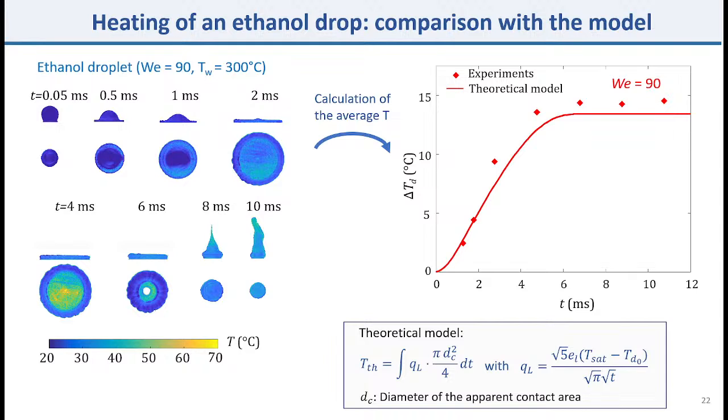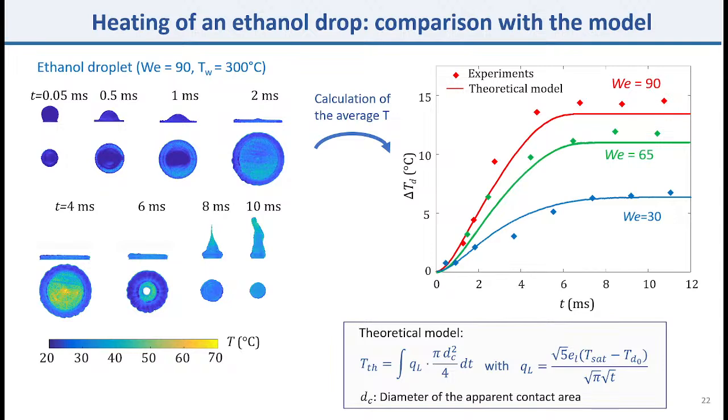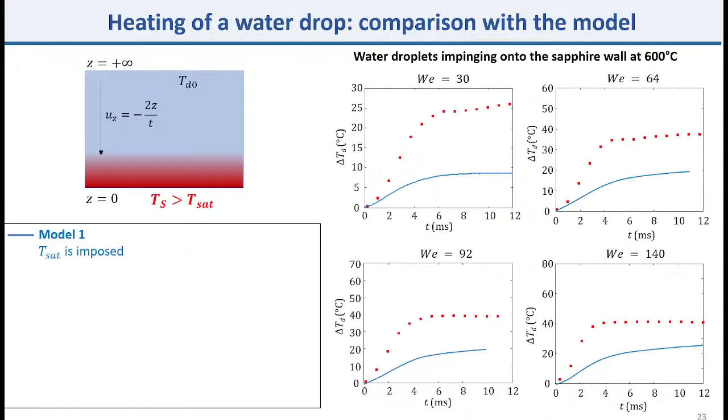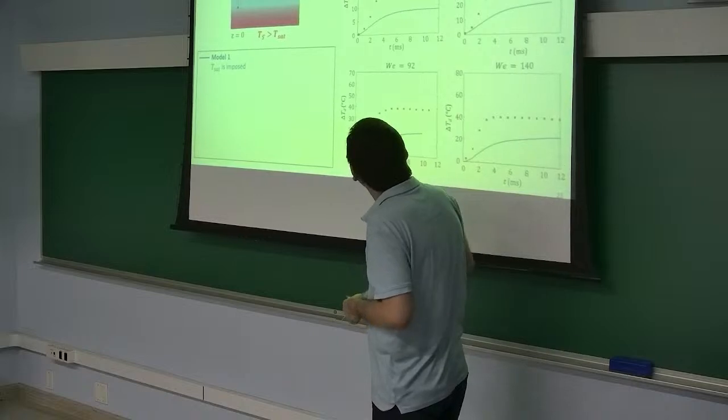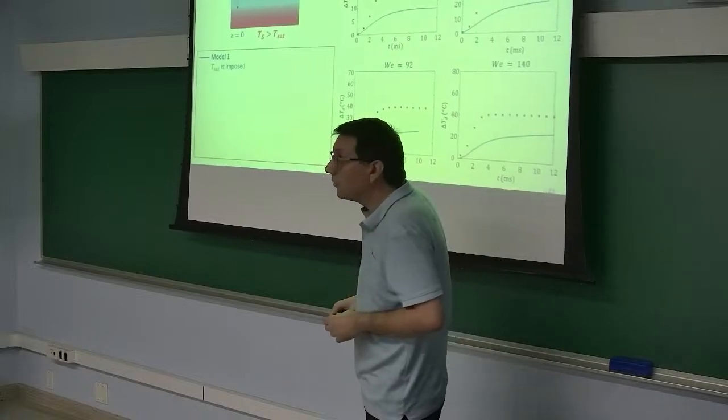And we do this first for ethanol droplets, and as you can see, it works relatively well for different values of the Weber number. So the model seems to be reliable in that case, but it is not good when we do the same comparison in the case of water droplets. In that case, the same model underestimates the droplet heating by a large factor.